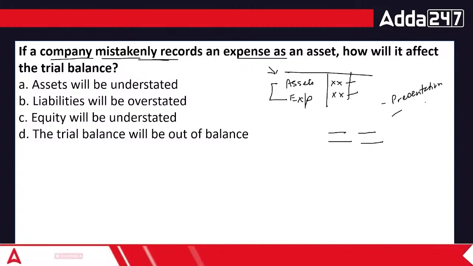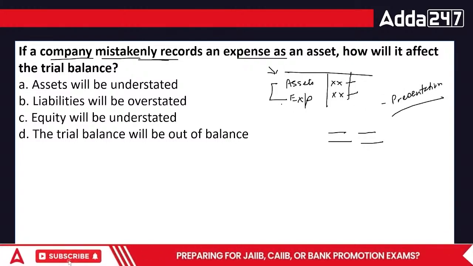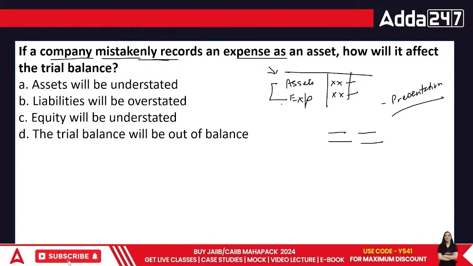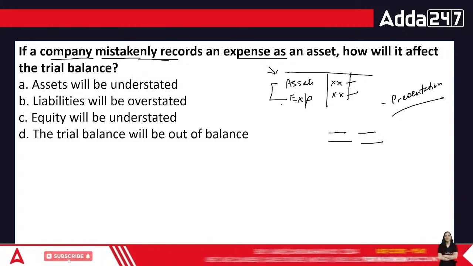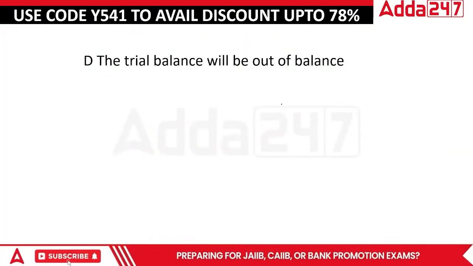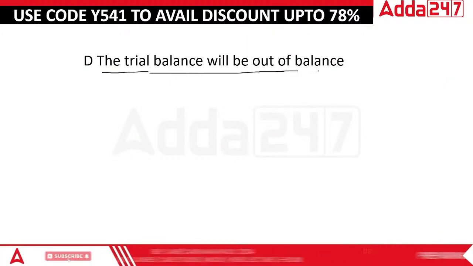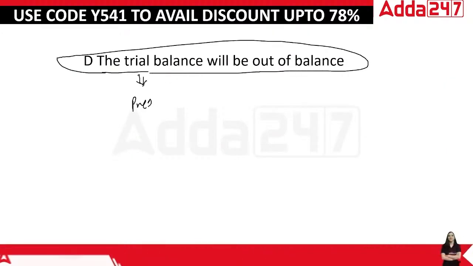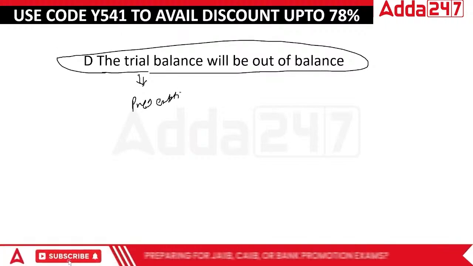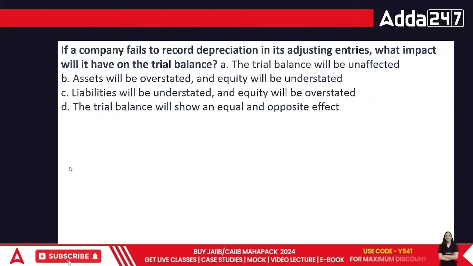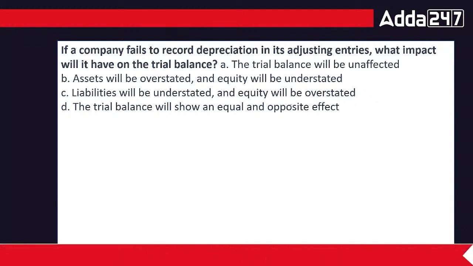Something which was an expense is taken as an asset, or something which was an asset is taken as an expense. So what will happen? Your answer would go wrong. And when your answer would go wrong, how will you correct it? You will have to find a way to correct this situation. In this case, there is a presentation issue. So the problem is of presentation. Okay. So comes the next question.